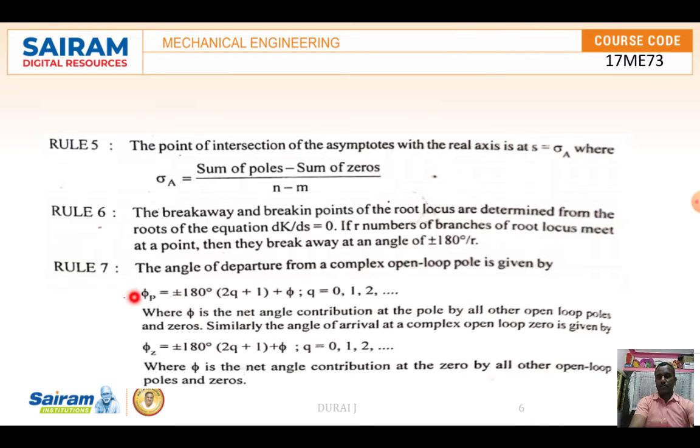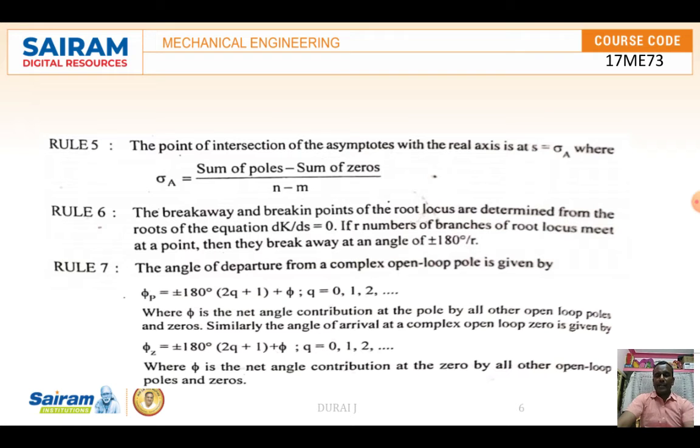Then comes the next one, the angle of departure from a complex open loop pole. If a complex open loop pole is given, we are going to find the angle of departure or angle of arrival. If there is no complex pole given, there is no need to find this angle of departure. So φp is equal to plus or minus 180 degrees into (2q plus 1) plus φ, where q is equal to 0, 1, 2. This is the formula to find the angle of departure.